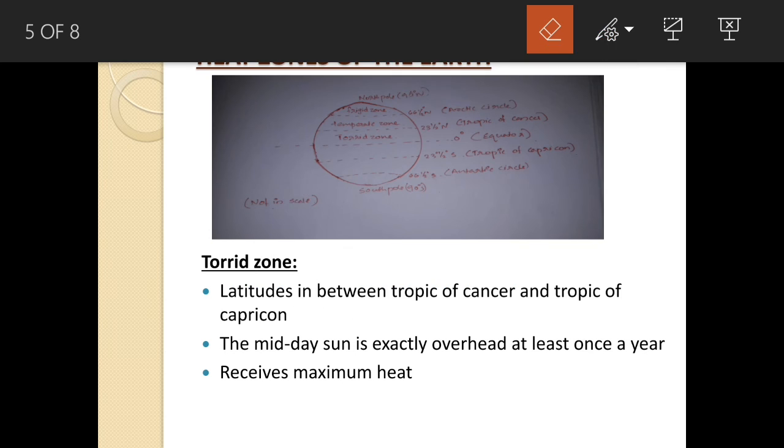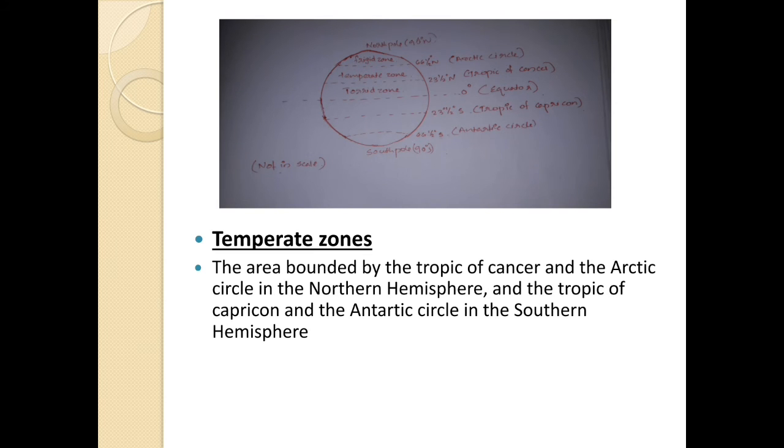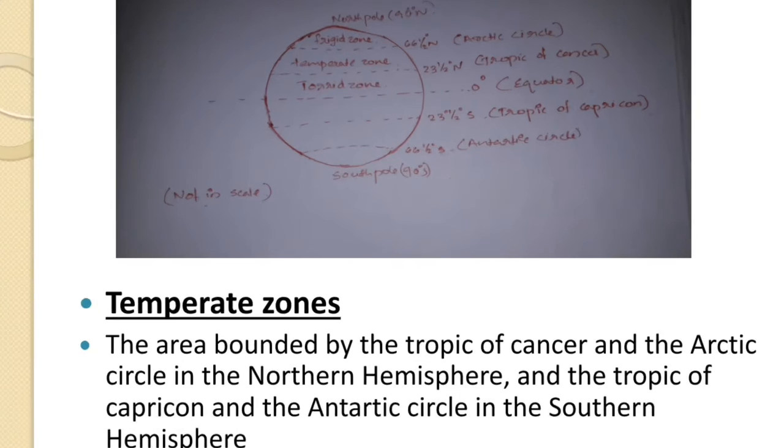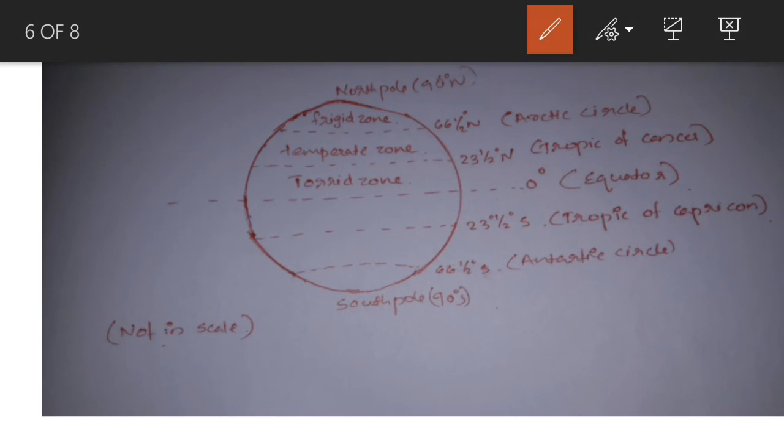Next, we can look at temperate zone. Temperate zone is the area bounded by the Tropic of Cancer and Arctic Circle in the northern hemisphere, and the Tropic of Capricorn and the Antarctic Circle in the southern hemisphere. Here I have marked the temperate zone in the northern hemisphere. In the same way, there will be a temperate zone in the southern hemisphere also. From the Tropic of Cancer to the Arctic Circle, this region is called a temperate zone.